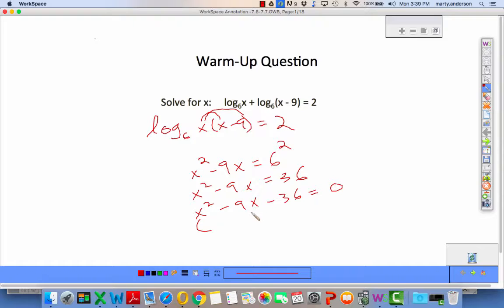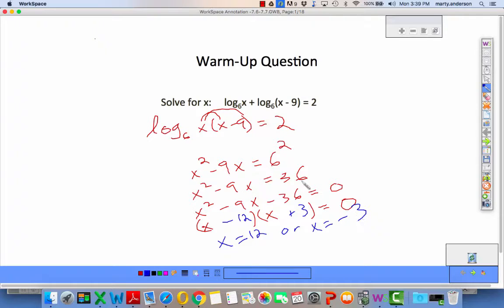Which means I'm going to need to factor. And what do we multiply together to get negative 36 and add together to get negative 9? I believe, if my math is correct, it has something to do with 12 and 3. So I need a negative 12 and a positive 3. Check your work by foiling it back together. X squared plus 3x minus 12x. There's my middle term. That's the key. And then I have a minus 36. X is 12, or x is negative 3.